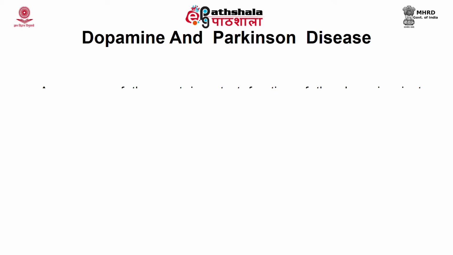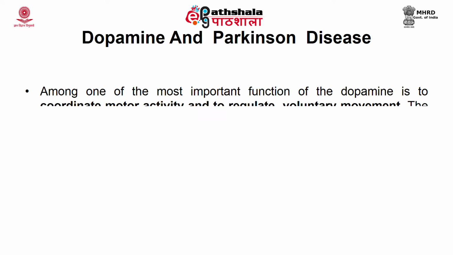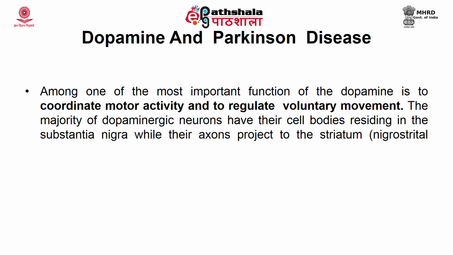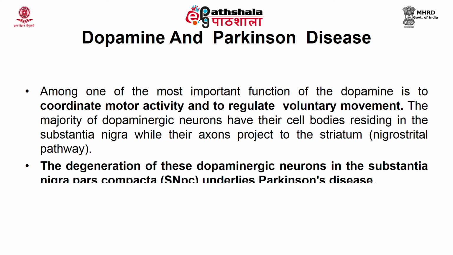One of the most important functions of dopamine is to coordinate motor activity and to regulate voluntary movement. The majority of the dopaminergic neurons have their cell bodies residing in the substantia nigra, while their axons project to the striatum, that is the nigrostriatal pathway. The degeneration of these dopaminergic neurons in the substantia nigra pars compacta underlies Parkinson's disease.